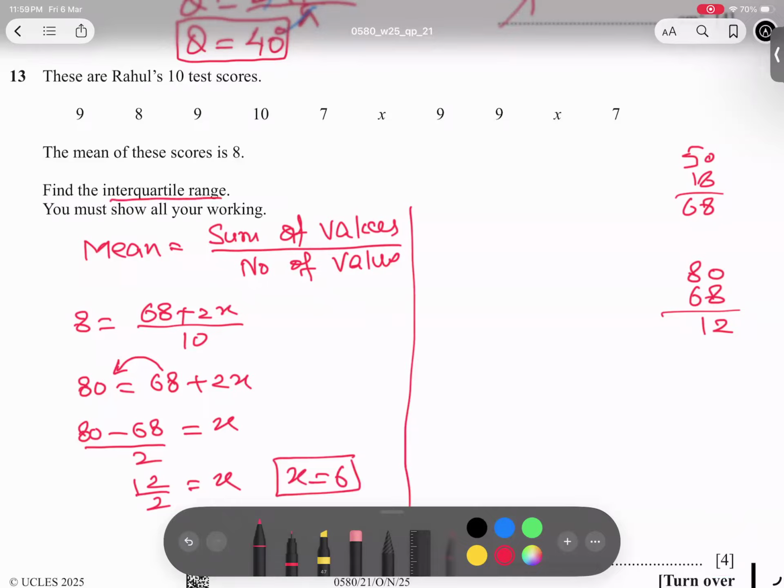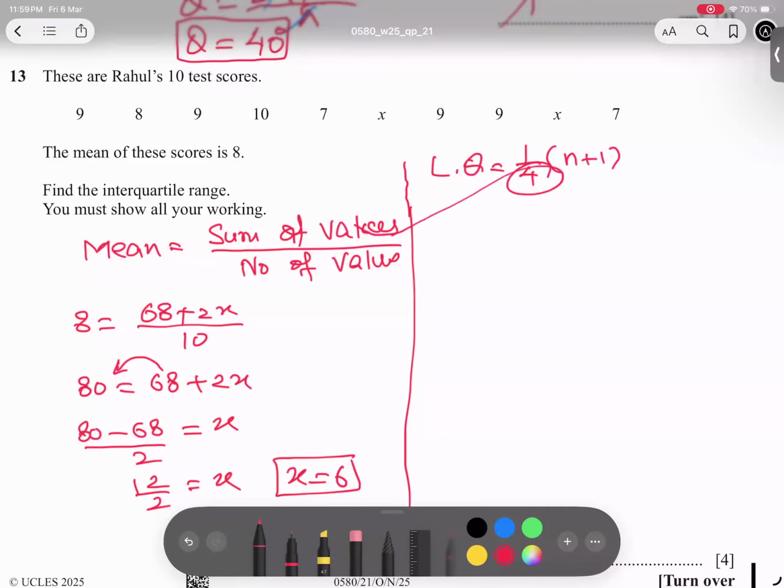He's asking the interquartile range. How to get the interquartile range? We have some formulas. What is interquartile? First of all, the lower quartile. Lower quartile formula is one fourth of n plus 1. What is n basically? It is 10 values. So n is 10. 10 plus 1, 11 by 4.